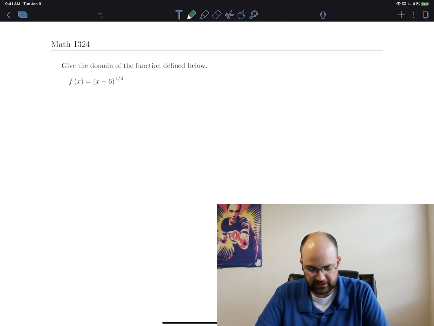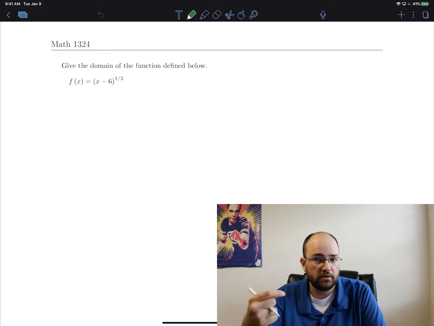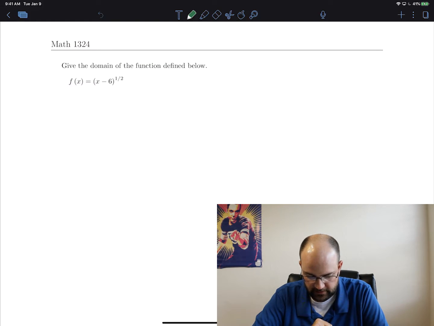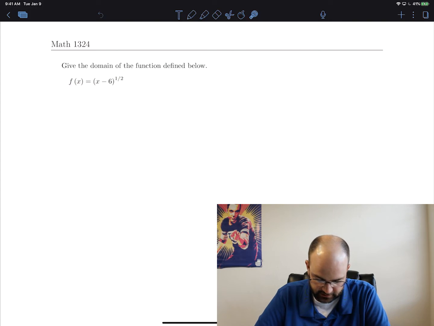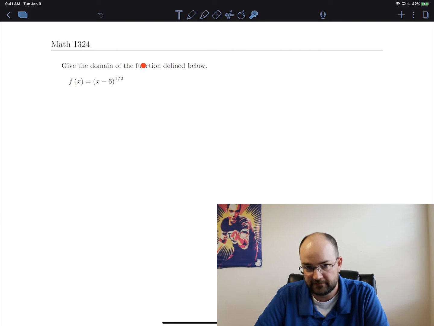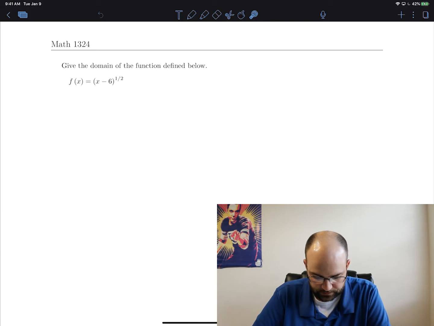In this example, we want to give the domain of the function defined below. We have f of x equals x minus 6 all to the 1/2 power. First of all, we can tell that it's a function, first because it's defined as a function in the question, but also because we have f of x here. Now, what we mean by this is x minus 6 to the 1/2 power.